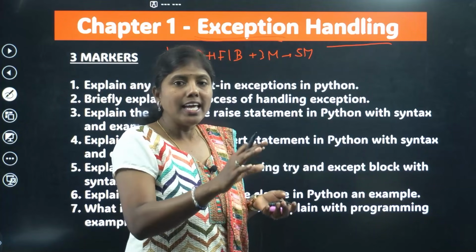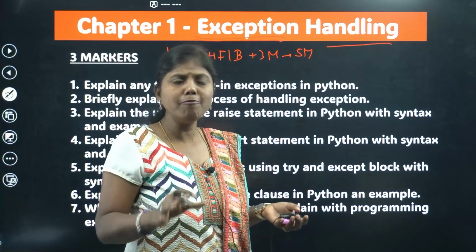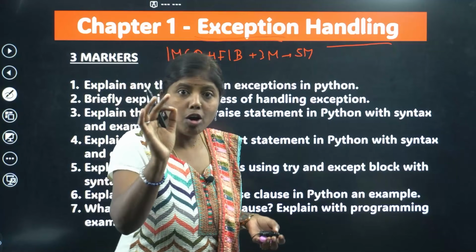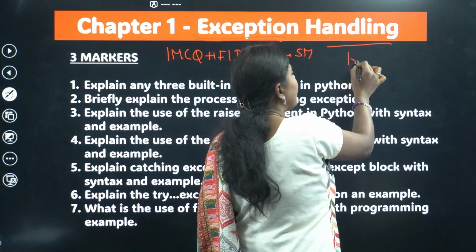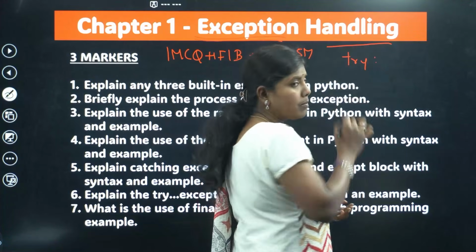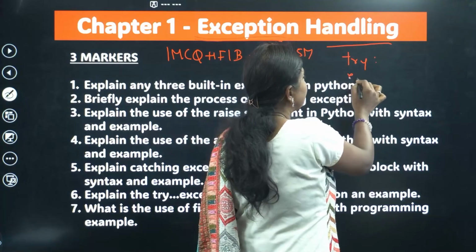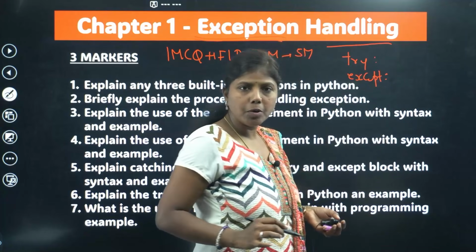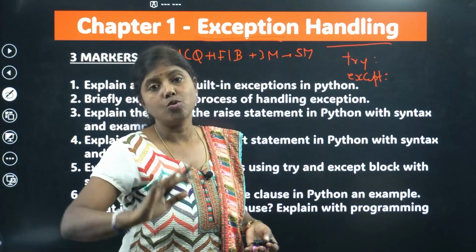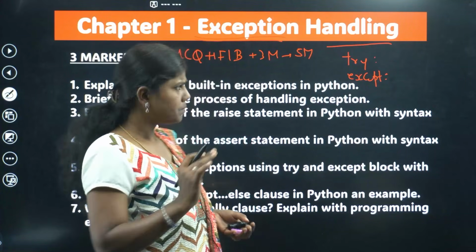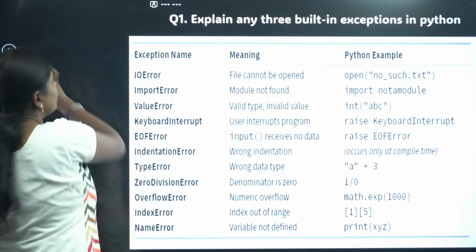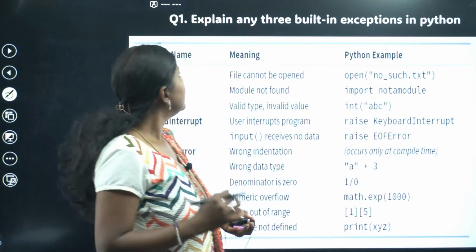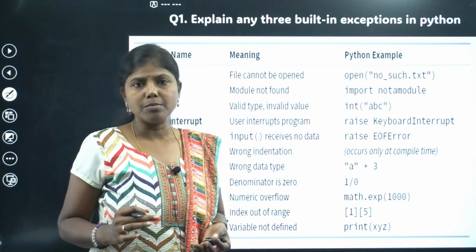Is the point clear? An exception can be handled very well by adding a block of code. What is the block of code called? The block of code is called a try except block. So we have a try block and also an except block. This should be there in your mind. Clear? Okay, we will take up the first question of this chapter. Explain any 3 built-in exceptions in Python.